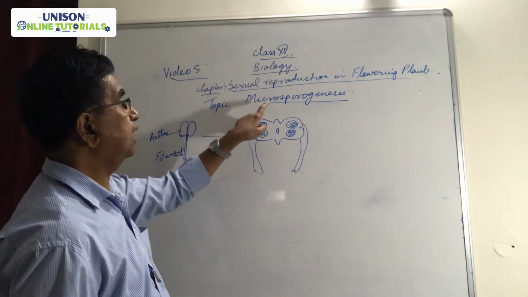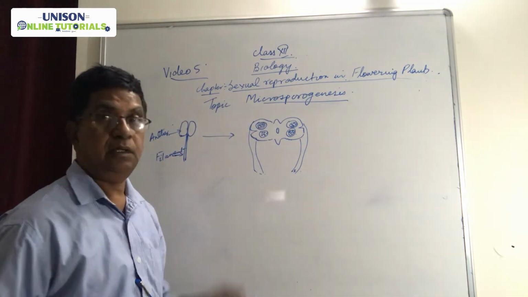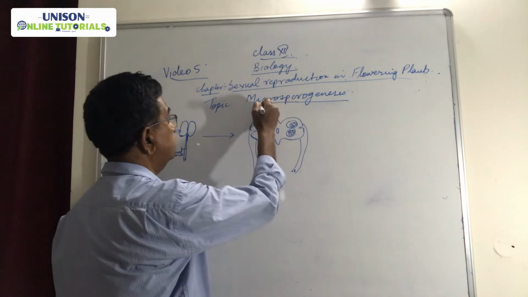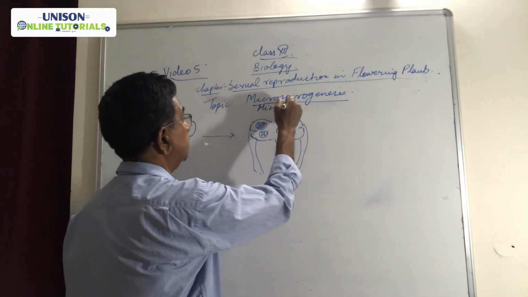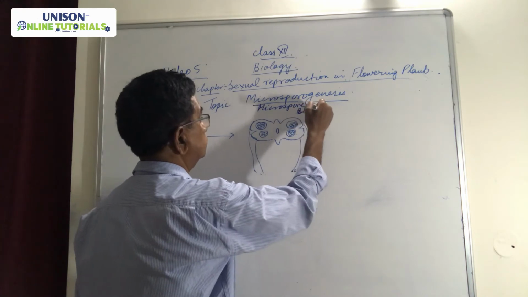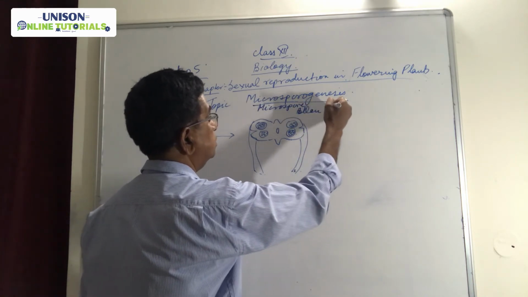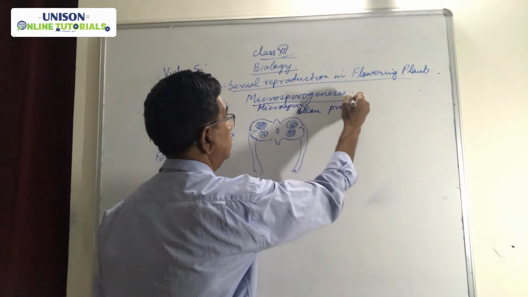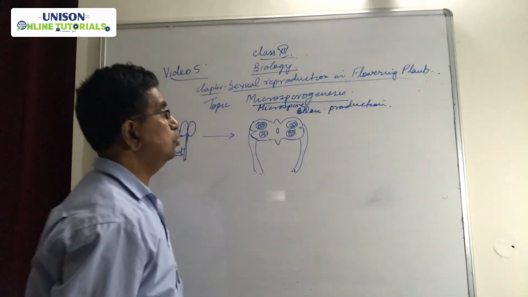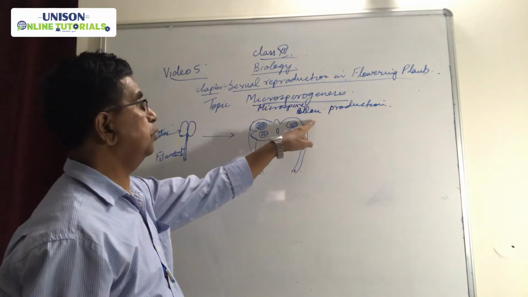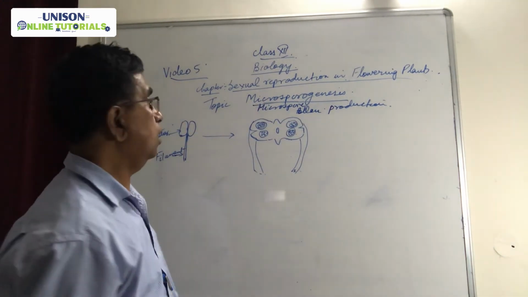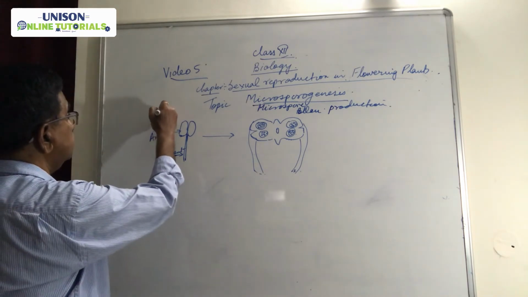Our topic is microsporogenesis. Now what is microsporogenesis? Microspore means pollen and genesis is a production or formation. So production or formation of pollen is known as microsporogenesis.